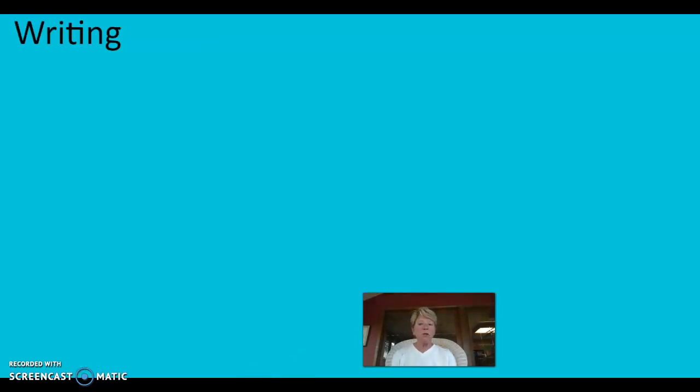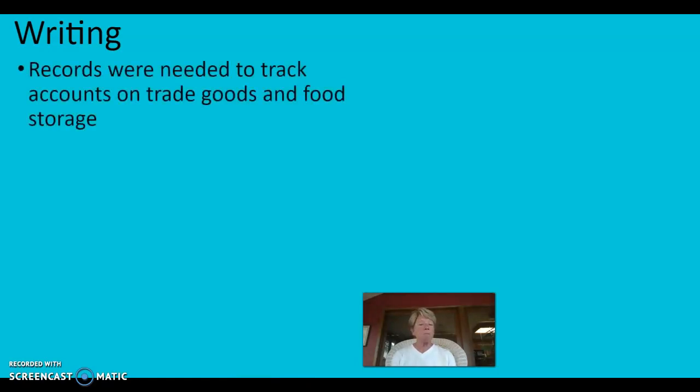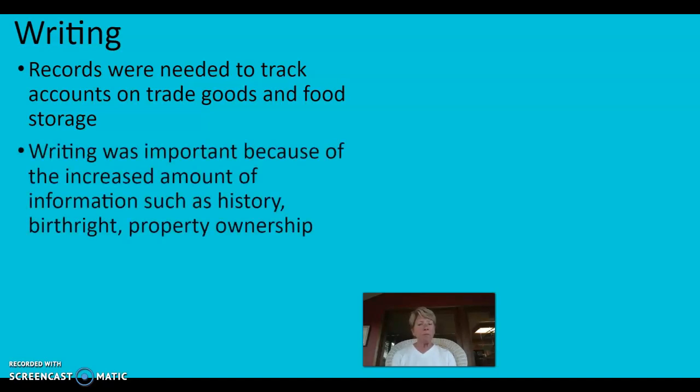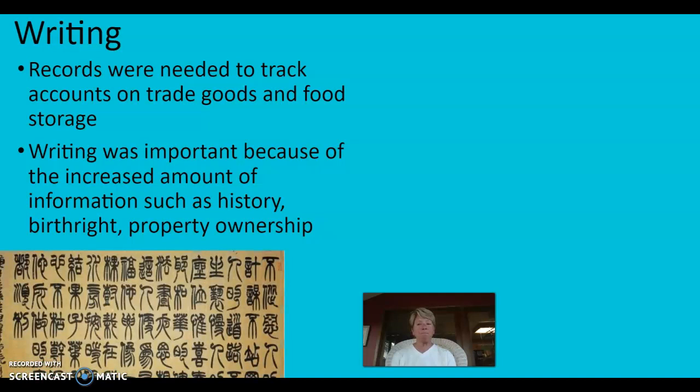The first feature that we come across is writing. And that's because civilizations needed to keep track or keep an account of what they owned, what goods were traded, and how much food they had in storage. Writing became more and more important because of the increased amount of information that they were required to write down. The history of a dynasty, the birthright, and especially property ownership.